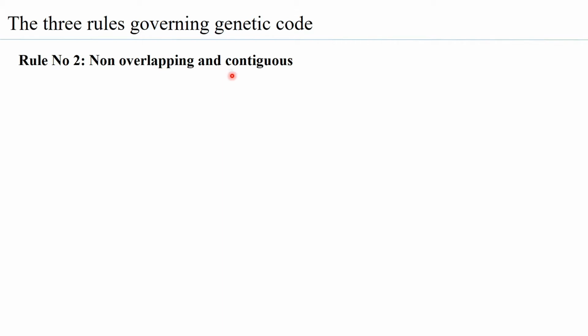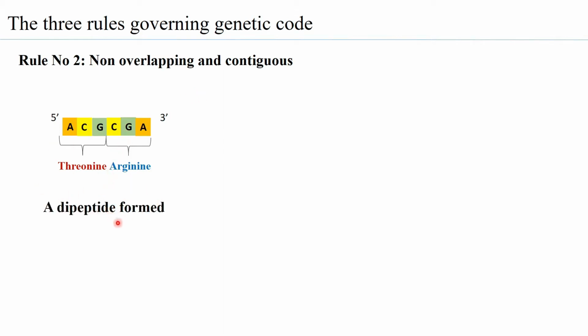Let us look at what that means. Consider the same hexanucleotide. The first three nucleotides code for threonine, as we already saw, and the next three code for arginine. You can see that this codon and this codon have independent identities of their own. There is no overlapping of any of the nucleotides. So it is non-overlapping, and also it is continuous, that is, one after the other. Let us look at a scenario if the genetic code were overlapping. But before that, we understand that here a dipeptide has been formed.